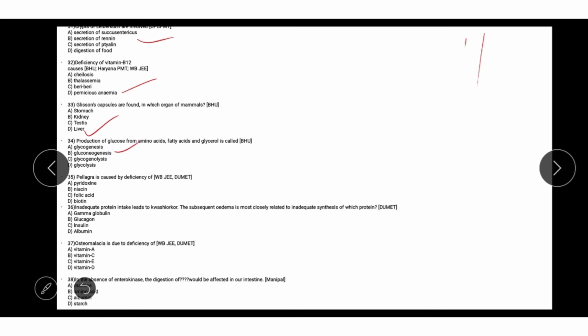The production of glucose from amino acids, fatty acids and glycerol is called gluconeogenesis. Pellagra is caused by the deficiency of niacin. Inadequate protein intake leads to kwashiorkor. The subsequent edema is most closely related to the inadequate synthesis of which protein? The answer is albumin. Osteomalacia is due to deficiency of vitamin D.